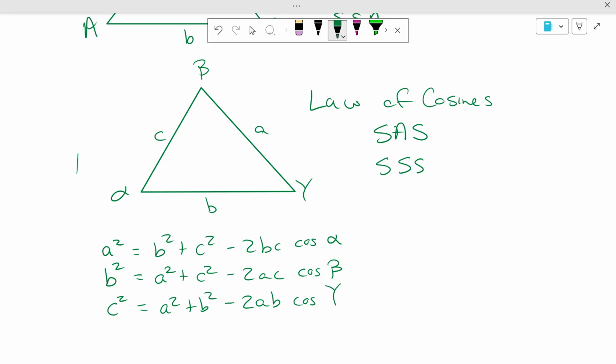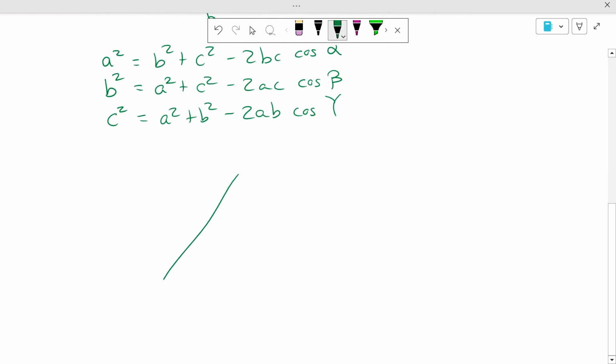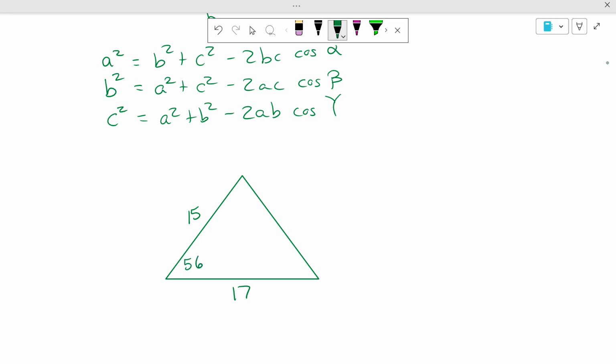Okay? So with law of cosines, we can easily find an opposite side if we're given SAS, or it's a little work to find an angle when it's side, side, side given to us. So let's take an example. So we have a triangle. Let's make this 15, this 17, and this angle 56 degrees. And we want to find the rest of the angles and sides.